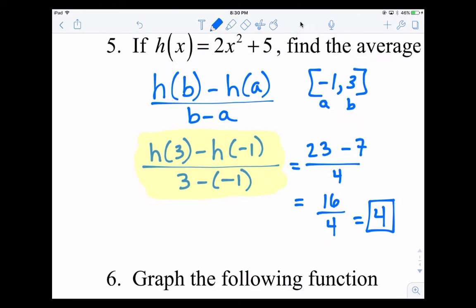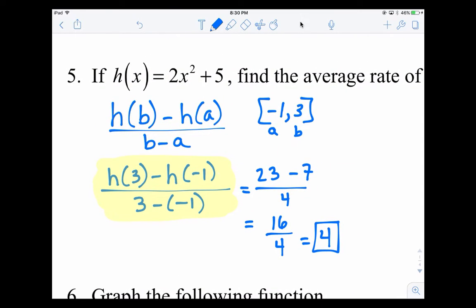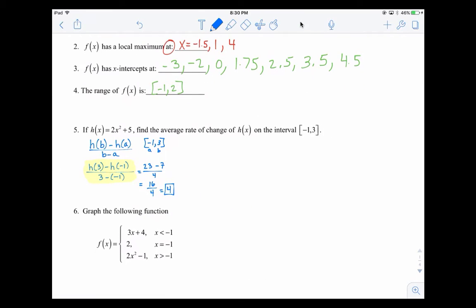Okay, so if you were to draw that curve out and connect the points from x equals negative 1 to x equals 3, and you were to draw a line between those 2 points, the slope of that line would be positive 4. That's the slope of your secant line.